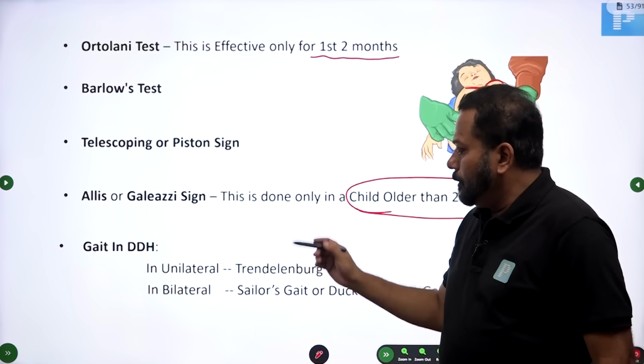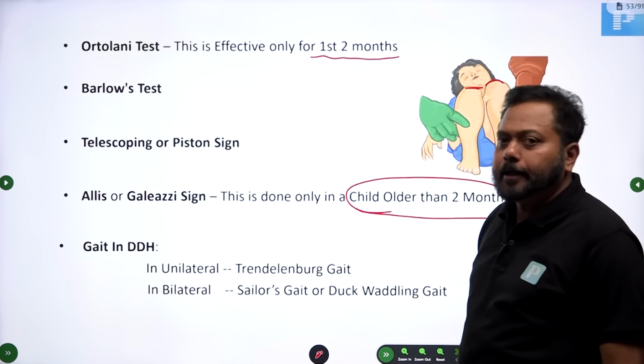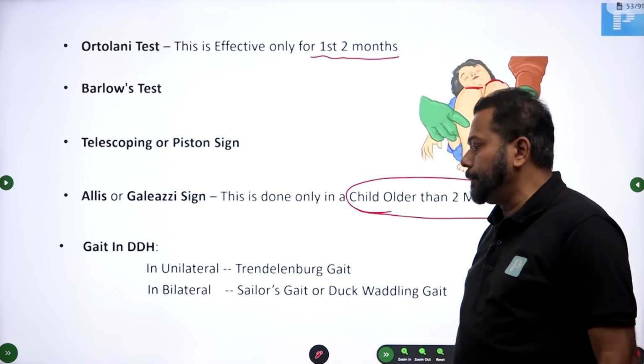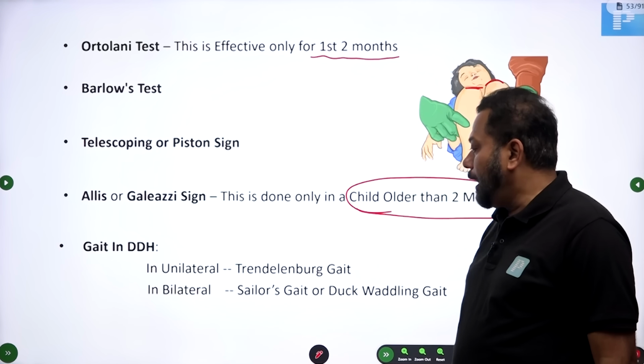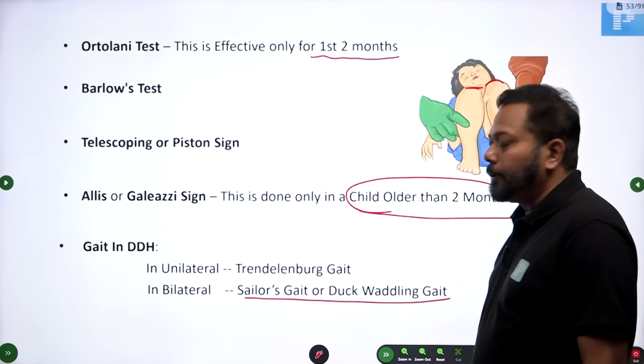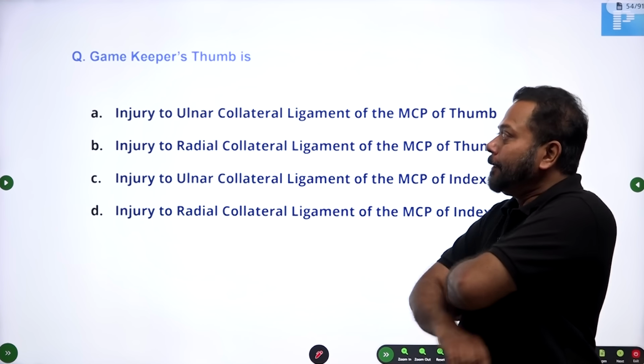Okay. And the gait of DDH, asked question: unilateral DDH gait is called Trendelenburg gait. If it is bilateral DDH, the gait is called duck waddling gait, other is called sailor's gait. Okay, sailor's gait or duck waddling gait. We will move on to the next question.